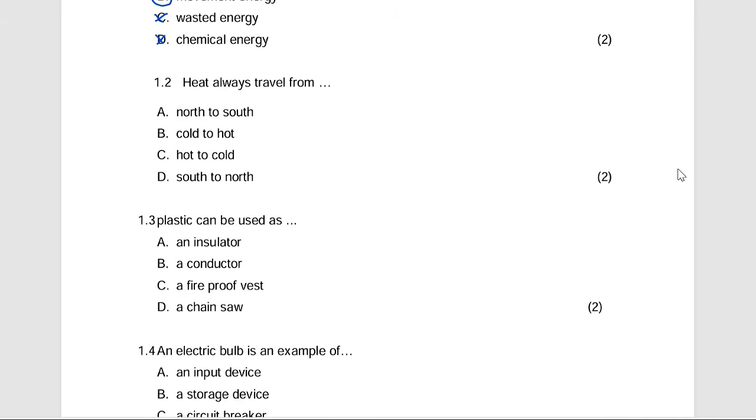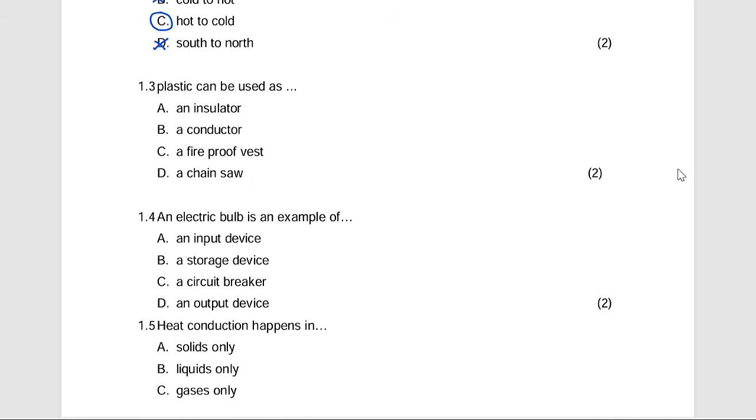Moving to 1.2, it says heat always travels from, right? So heat will always travel from a hot environment to a cold substance. So from hot to cold. Our correct answer there is going to be C, so that it can spread out evenly. It's going to start from a hot area to a cold area. Then the north and south, these are the poles, they've got nothing to do with this. This one says cold to hot. Our heat always moves from the hot area to a cold area.